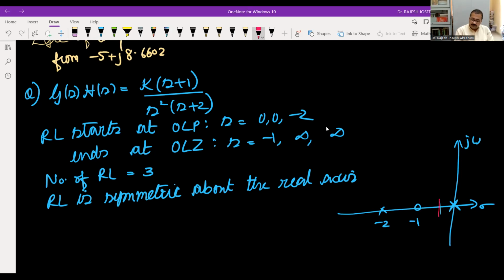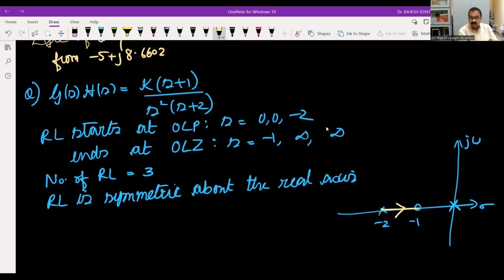Shift the test point to this interval. To the right side of this test point there is one zero at minus 1 and 2 poles at s equal to 0, so there are a total of 3. That means within this interval we have a root locus. The root locus starts from an open loop pole and ends at an open loop zero. So this will be the root locus on the real axis for this particular problem.